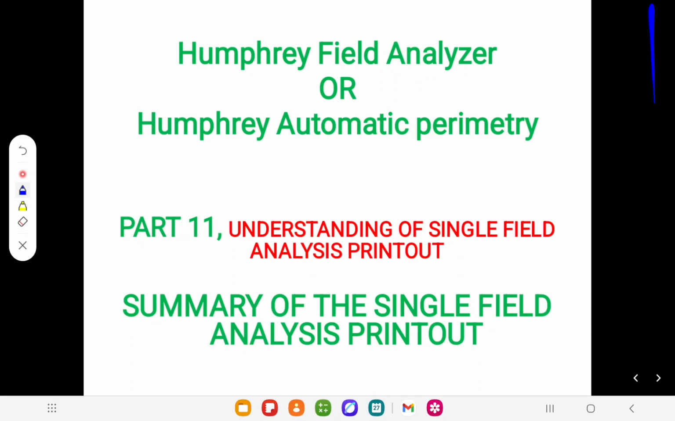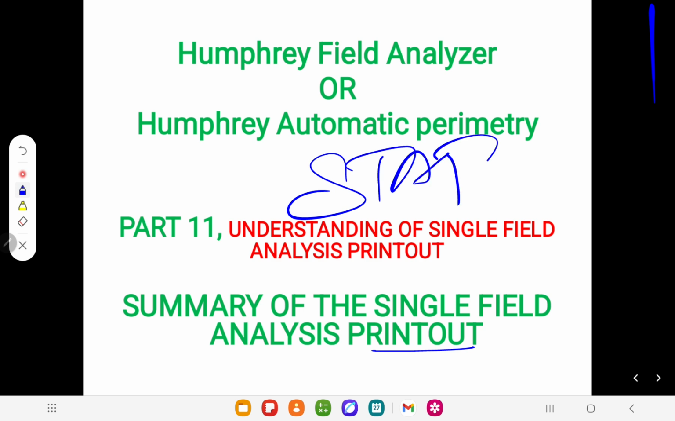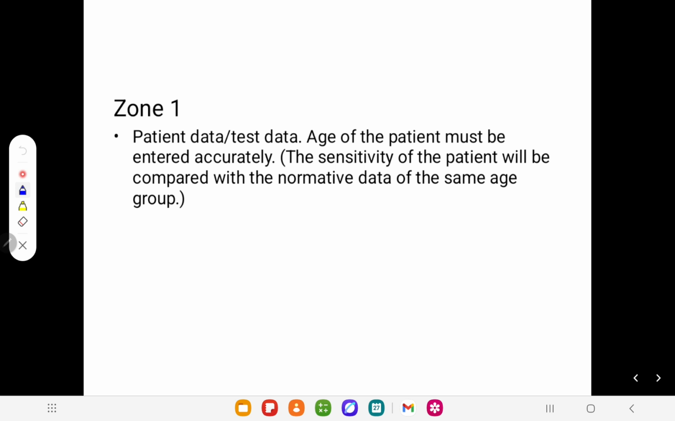Okay, let's begin the understanding of single field analysis, printout analysis, and the summary of single field printout analysis, especially the summary in case where STATPAC is used. There are almost 10 zones, but we'll talk about the first zone, that's patient data and test data.